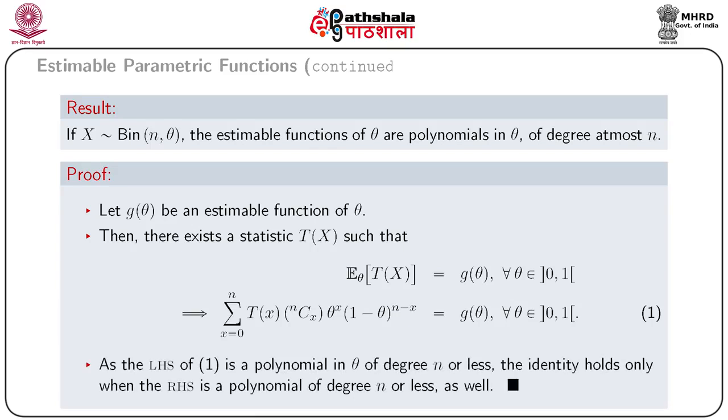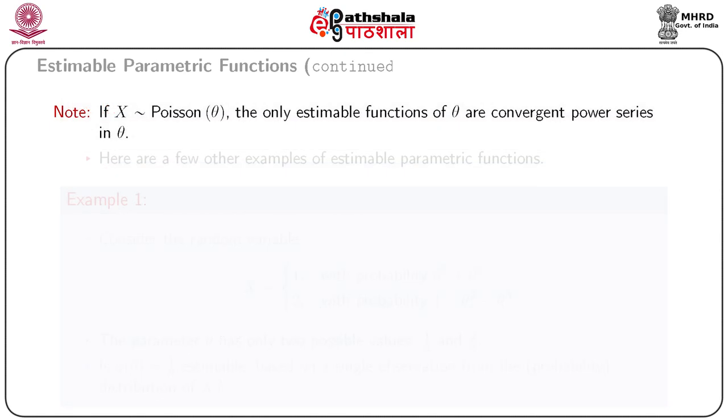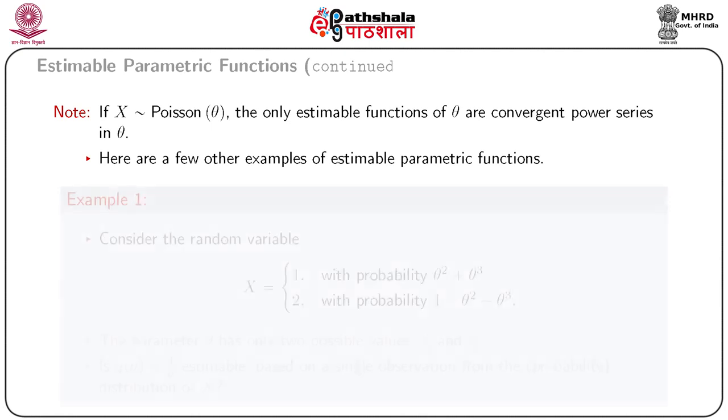Since the LHS of 1 is a polynomial in theta of degree n or less, therefore to hold the identity, the RHS must be a polynomial in theta of degree n or less. Therefore, if X follows binomial n, theta, then the estimable functions of theta are polynomial functions of theta of degree n or less. Note that the functions 1 by theta or e to the power minus theta are not estimable because they cannot be expressed as a polynomial in theta of degree n or less.